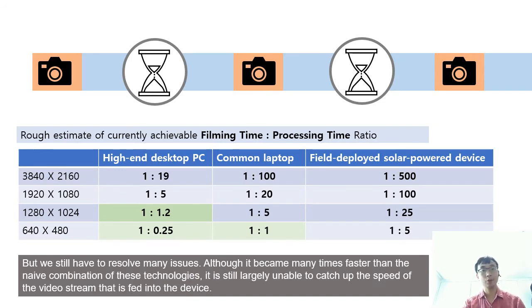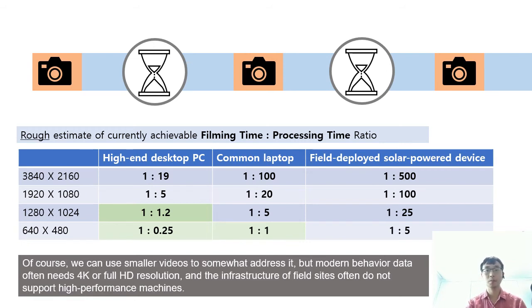But we still have to resolve many issues. Although it became many times faster than the naive combination of these technologies, it is still largely unable to catch up with the speed of the video stream that is fed into the device. Of course, we can use smaller videos to somewhat address it, but modern behavioral data often needs 4K or full HD resolution, and the infrastructure of the field sites often does not support high-performance machines.